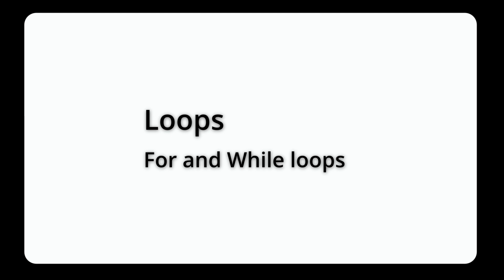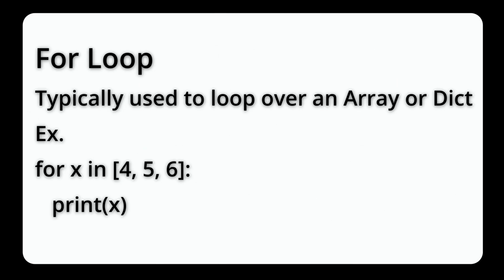On to loops. There are two types of loops that we typically use: the for loop and the while loop. The for loop is typically used to loop over an array or dictionary. Let's say you want to loop over an array of integers. We first write for and then a variable name to assign each value in this list as we loop through it. We'll call this variable x. So what we could write is for x in this array of integers, we will print x. This will iteratively print each item in the array.